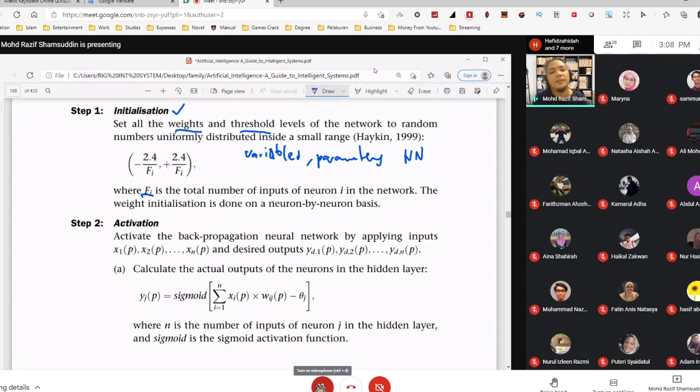We'll discuss this later, but just bear in mind, if you have a network that looks like this, this is an example, you have five inputs.